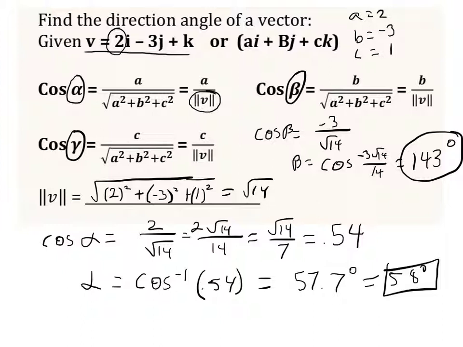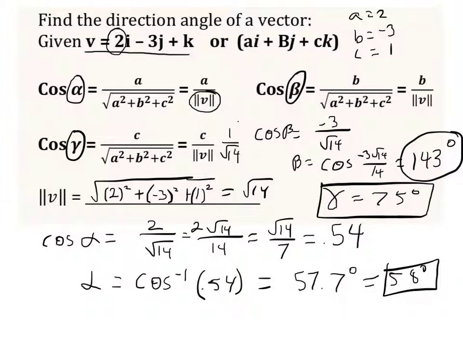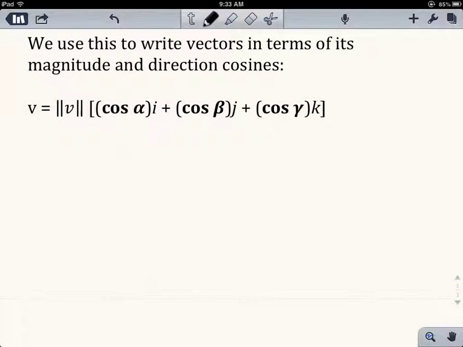And in gamma we've got 1 over root 14. So basically the inverse cosine of this fraction here, the inverse cosine of that is about 0.27. So our gamma then becomes roughly 75 degrees. So I found gamma equals 75 degrees. Alright? So now I have all 3 of my direction angles.